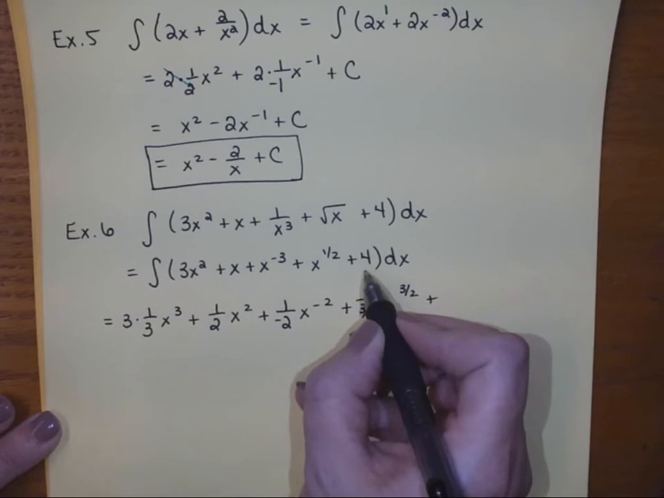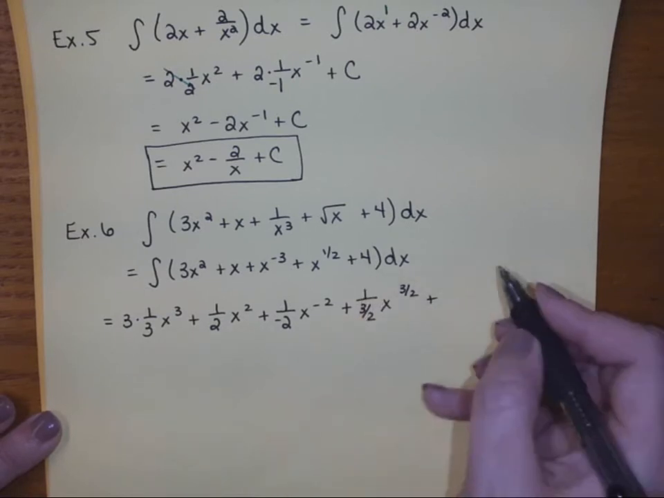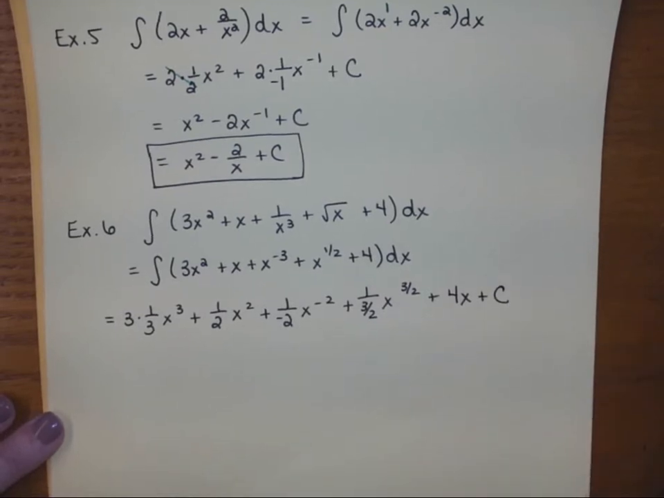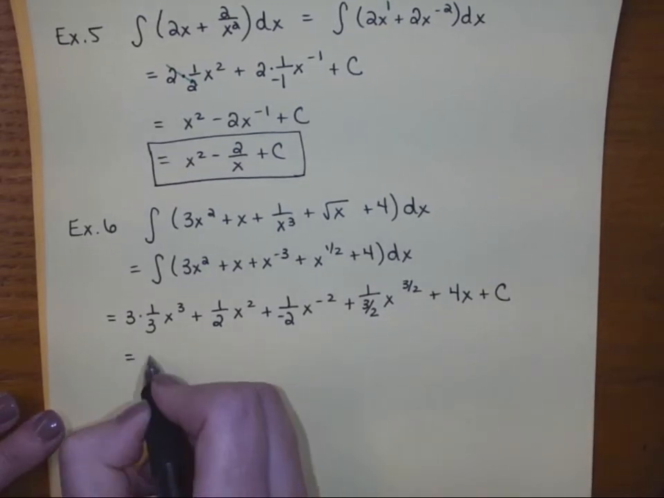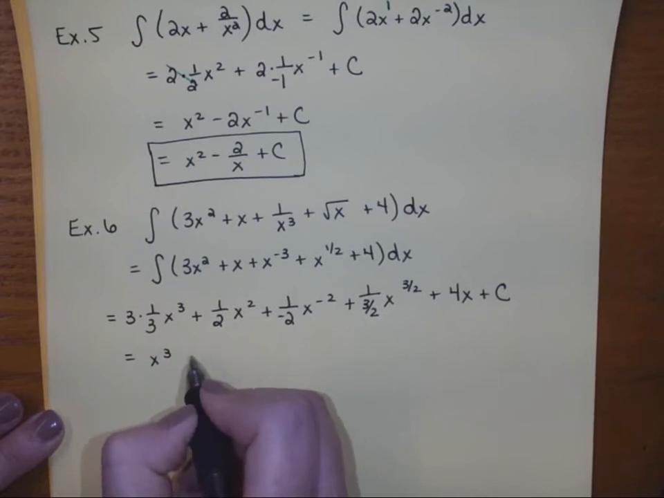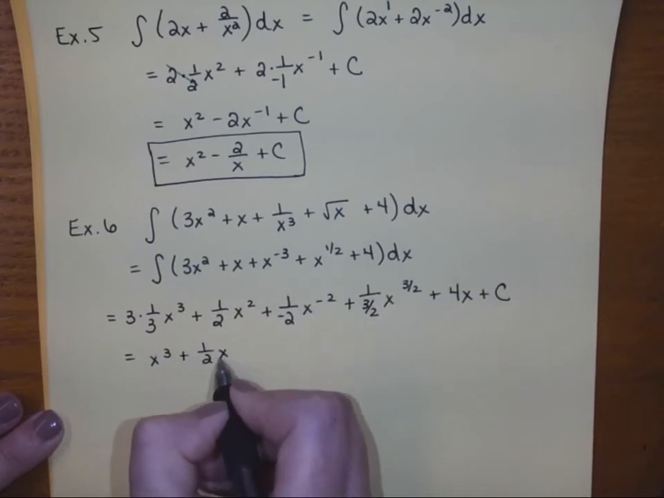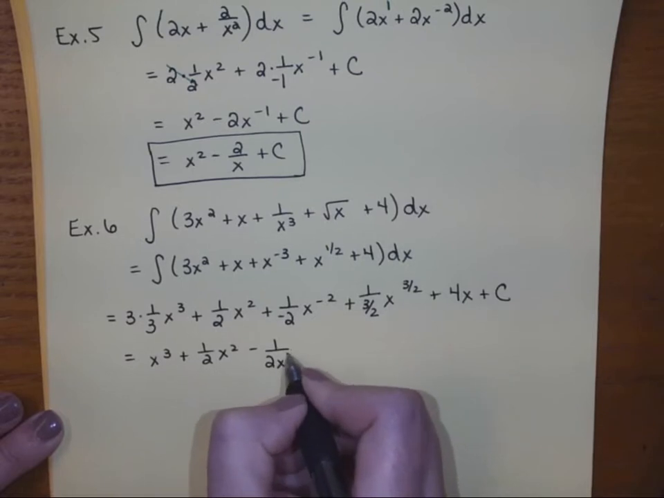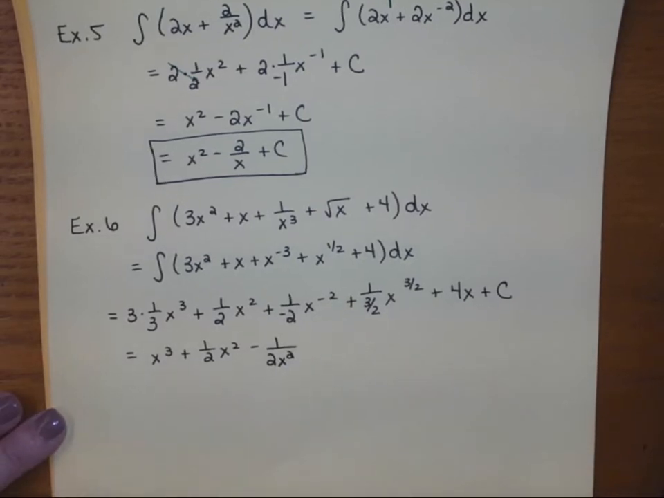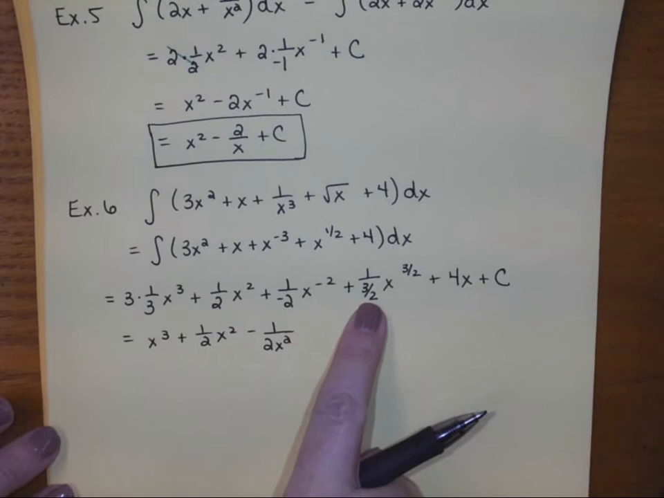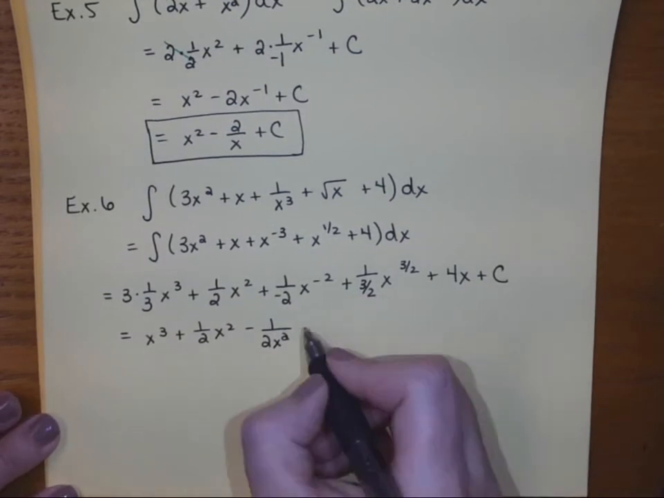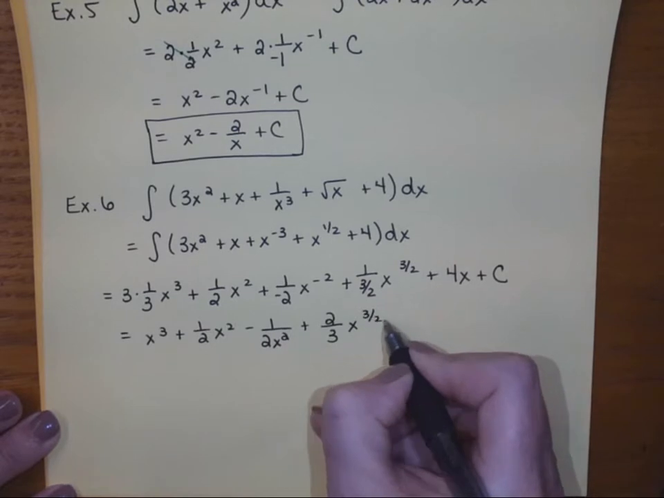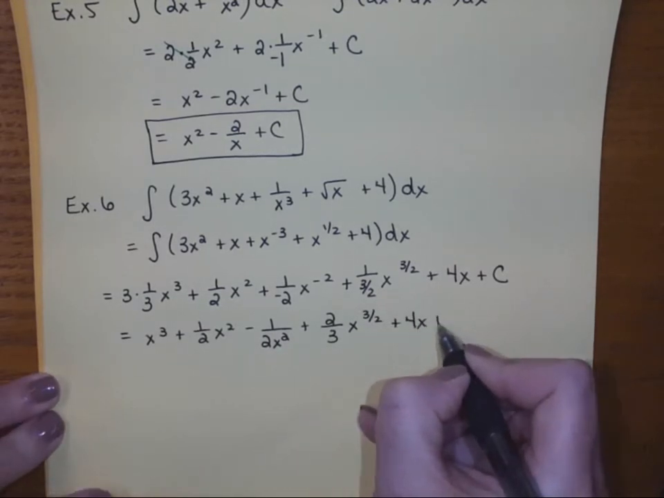So which type of function would give you an answer of 4 or a derivative of 4? It would be 4x. And then don't forget your plus c. So in the end, always clean up anything you can. So we get x cubed plus 1/2 x squared. Minus 1 over 2 x squared goes to the bottom since it's negative. Here, remember what I said, when you divide by a fraction, you just flip it. So that's going to be 2 over 3 x to the 3/2 plus 4x and plus c.